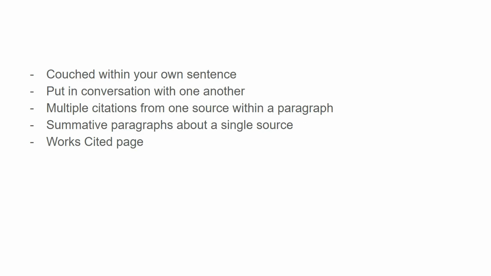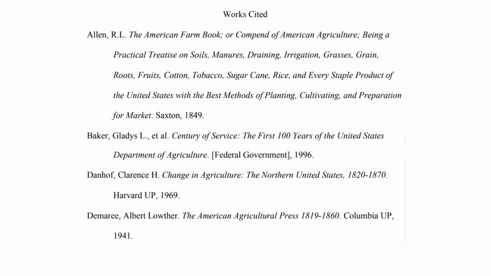If you have multiple citations from one source within a paragraph, feel free to start dropping the author's last name and just to include the page number, as long as it's clear that it's coming from the same source. And if you have a summative paragraph about a single source, use your head about when to include citations, as long as it's within that one paragraph and it's only that one source. Finally, your Works Cited page should look like that.